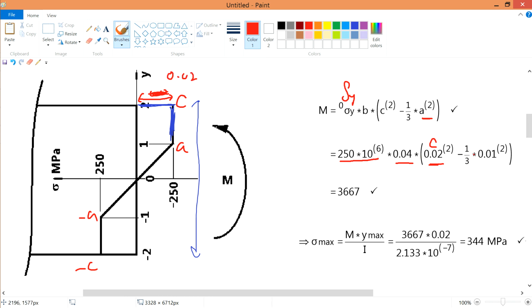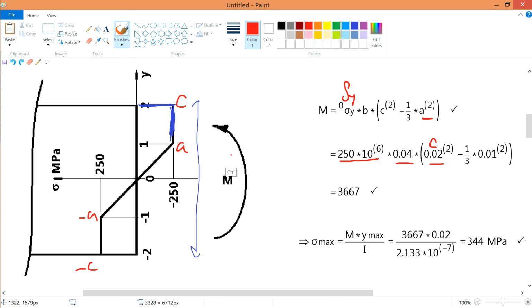Where am I? Oh, okay, now I know what C is. This thing over here is C, because it's a magnitude of 2 over here, 2 cm. Then A is 1 over here.